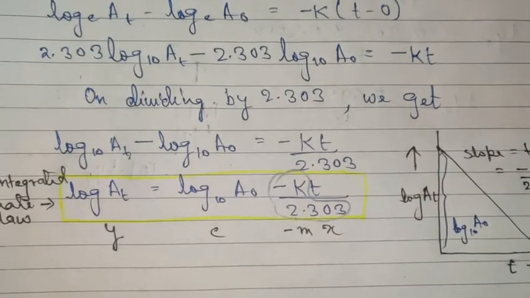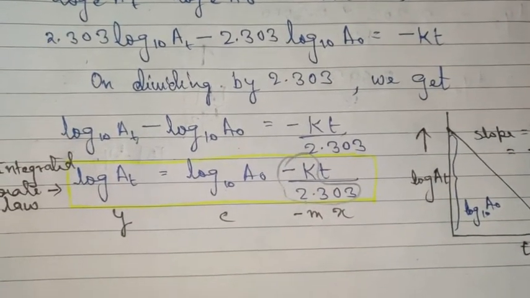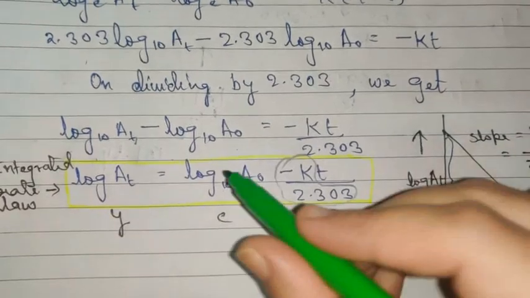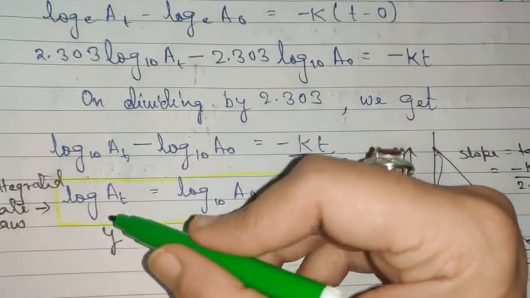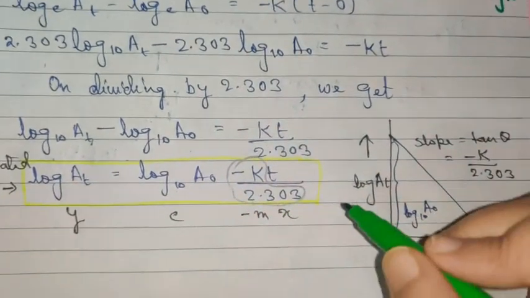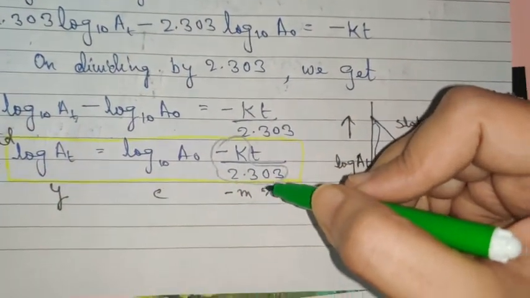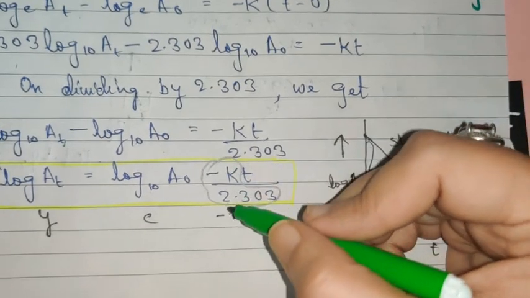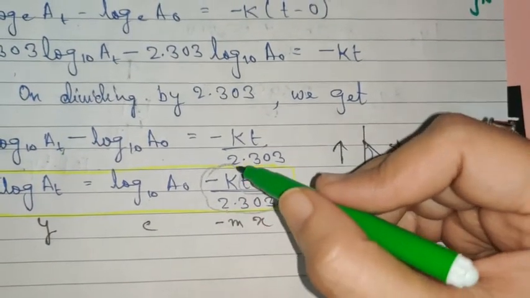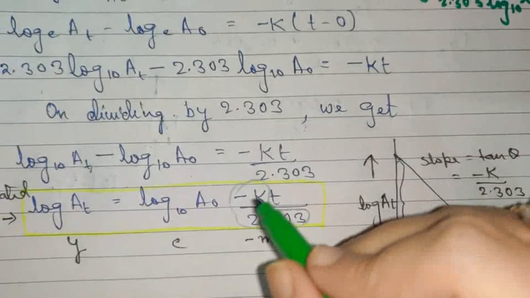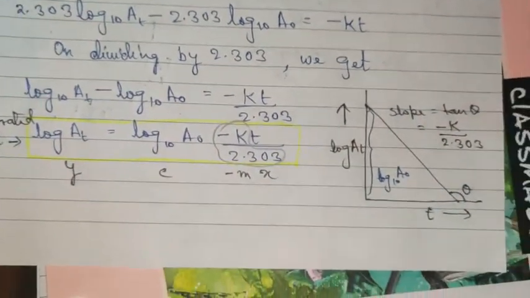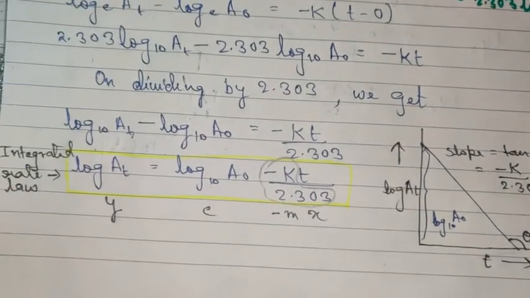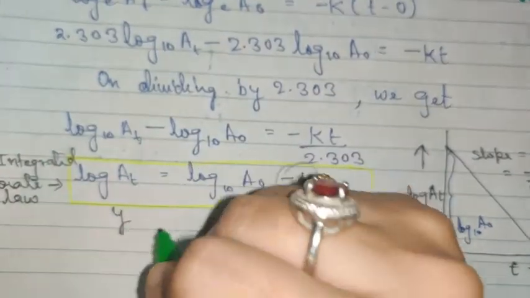Now again we will be plotting a graph for this, following the straight line equation, which is y equal to mx plus c. So y corresponds to log [A]t, and m, that is the slope, is minus k upon 2.303, and t is your x. And this becomes your intercept. Now please look towards the graph, and this is known as the integrated rate law.